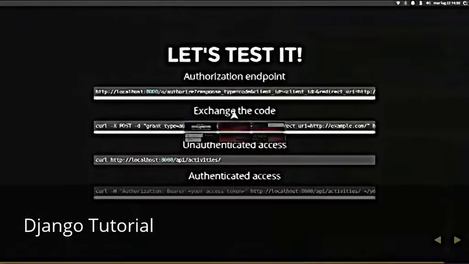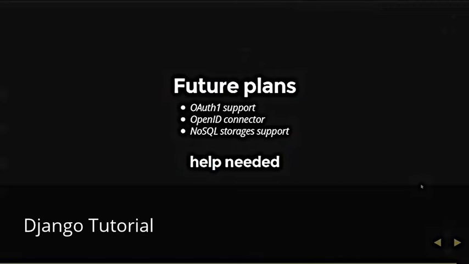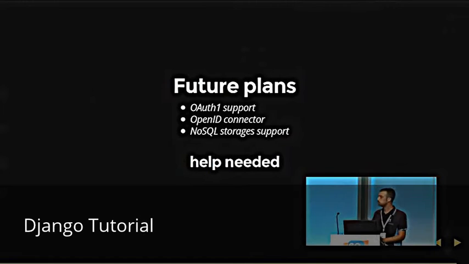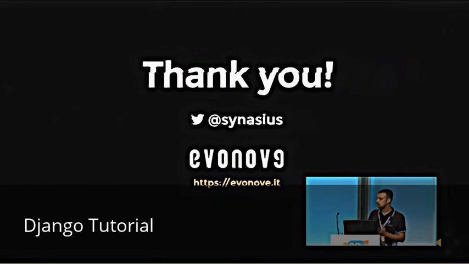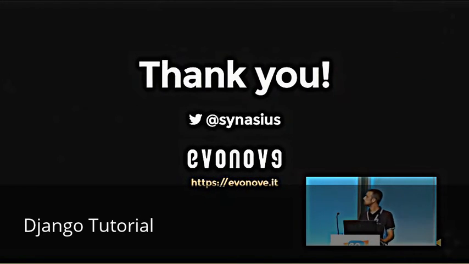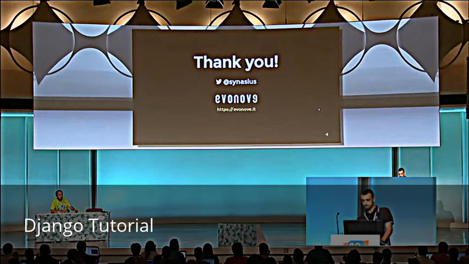So, and that's all. The future plans for Django OAuth Toolkit are to support OAuth 1, maybe add support for the OpenID Connect RFC, which I really don't know, I still have to read the paper, and add NoSQL storage support for the application's storage. So we need some help, and thank you. That's all.